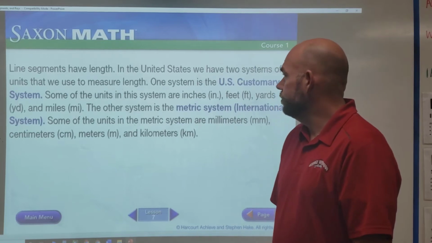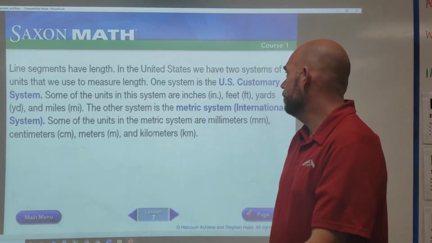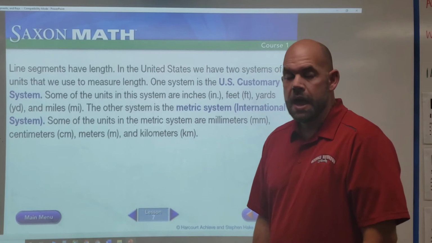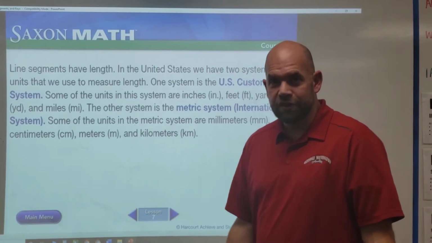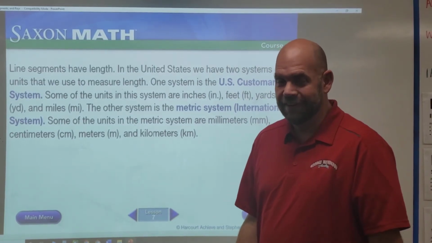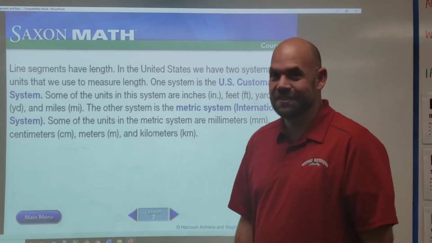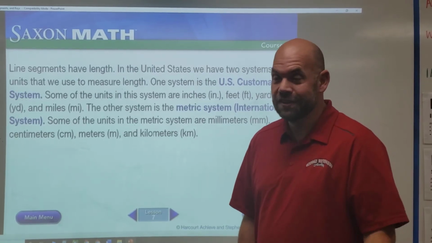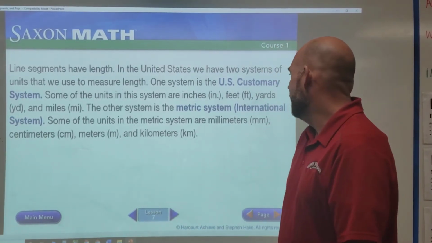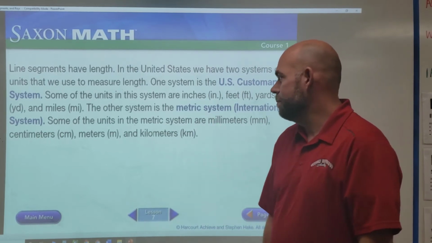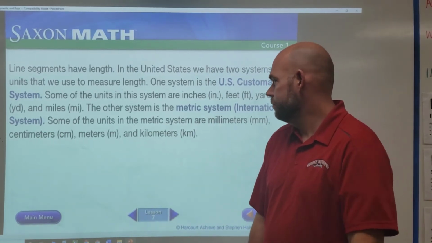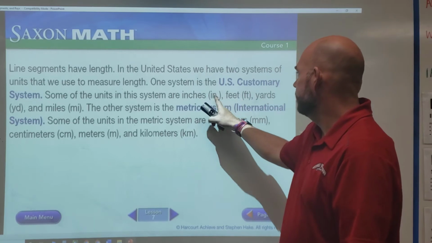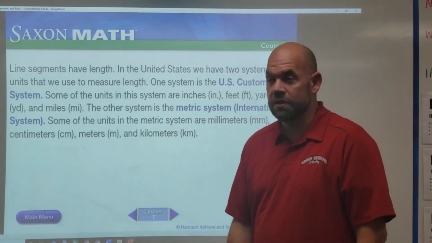In the US, we use two systems of measurement. One is the US customary system, which unfortunately is probably inferior to the metric system, which the rest of the world uses for a reason. It makes more sense. So we're familiar with the metric system as well. That's centimeters, meters, and kilometers. In the US customary system, we're looking at inches, feet, yards, and miles.